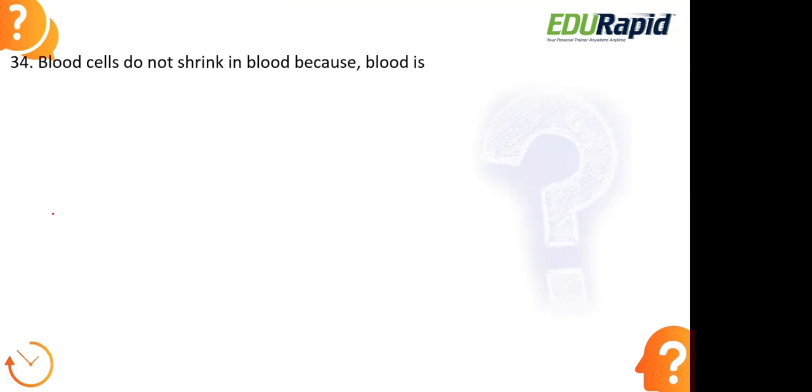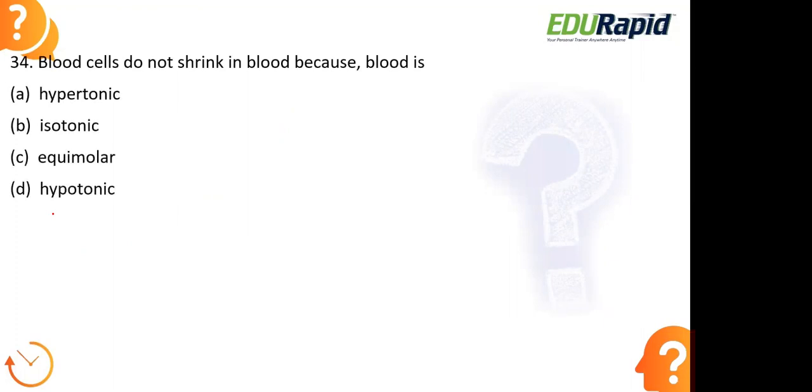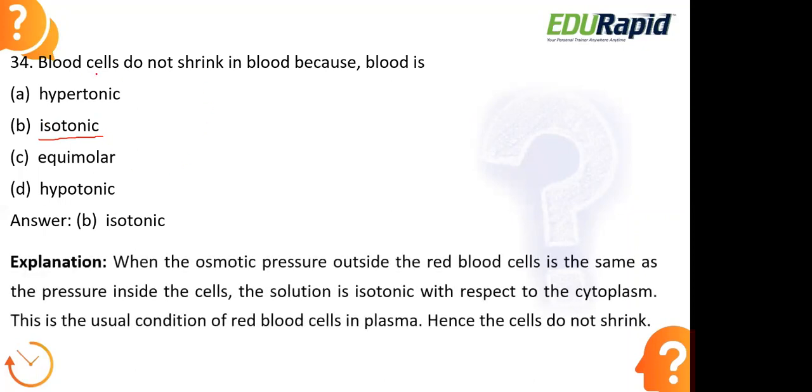Blood cells do not shrink in blood because blood is: hypertonic, isotonic, equimolar, or hypotonic. Okay, let us look at the right answer. The right answer is option B, isotonic. The blood cells are isotonic in nature. That is the reason the blood cells usually will not shrink in the blood.